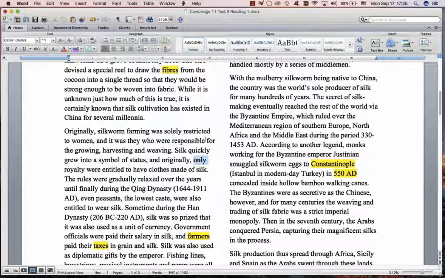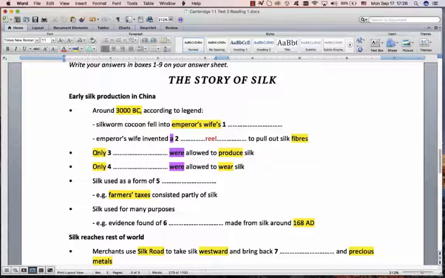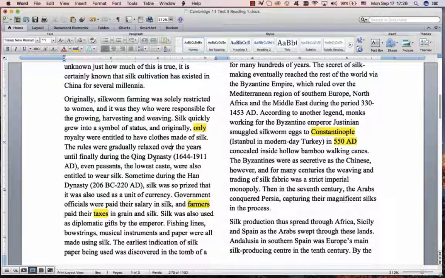Now, I do see only over there. So let's look at that one. Only royalty were, there's a good clue, entitled to have clothes made of silk. To have clothes made of silk. That's not produce, so it's not that only. So I'm looking for another only.